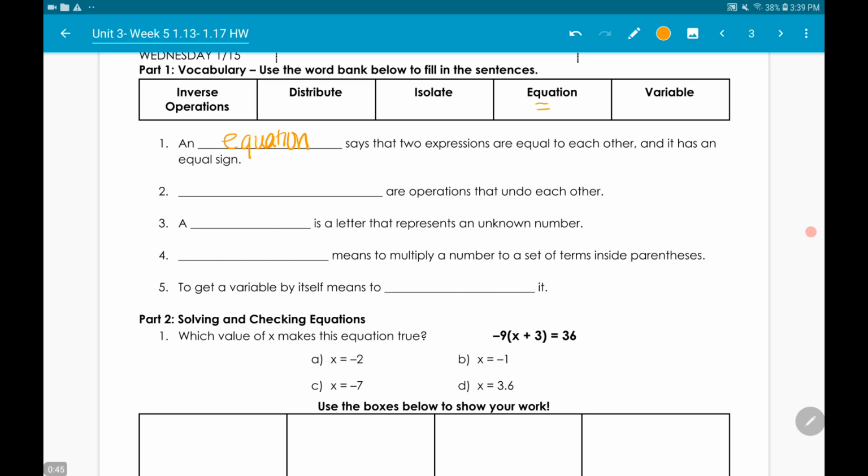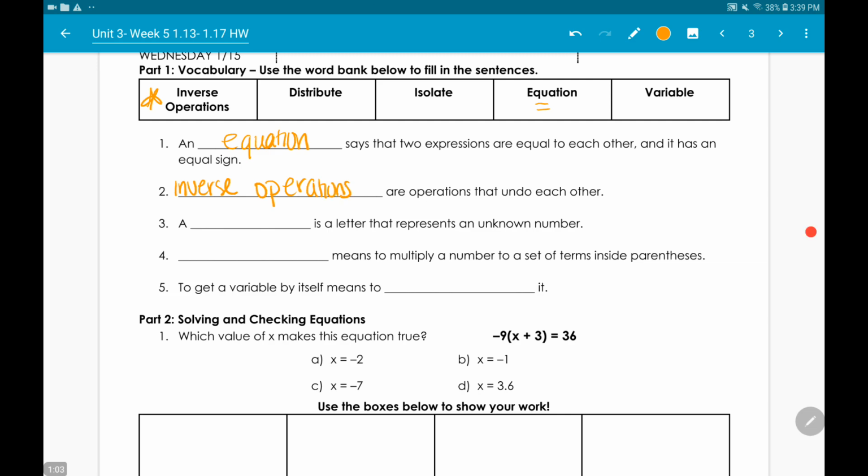Number 2. Blank are operations that undo each other. So by quickly looking at our words, the only one that has operation in it is actually inverse operation. And inverse means to undo or the opposite. So inverse operations undo each other.